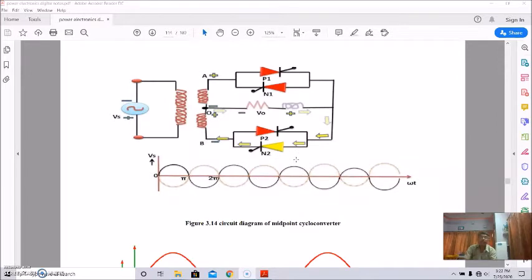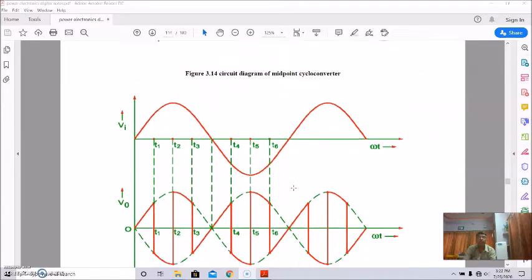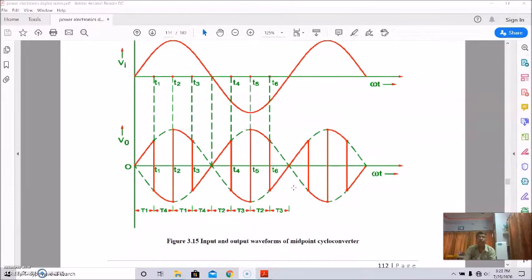See, this is a midpoint cycloconverter circuit that I was telling you about earlier. So this is P1 positive thyristor. This is negative thyristor for bank 1. This is bank 2. Okay, so basically this is the case. This is the input voltage, and these are the input and output waveforms like this.